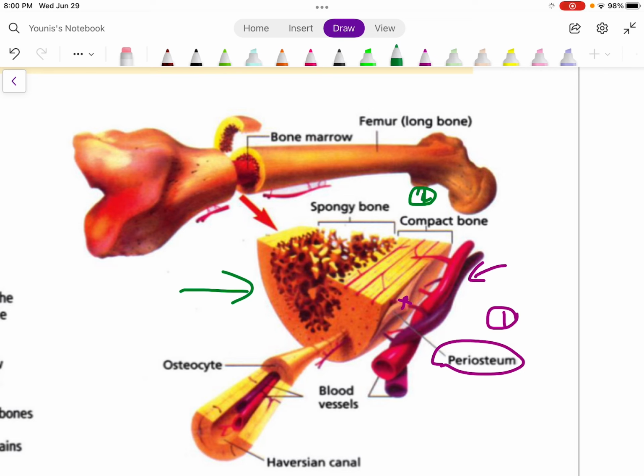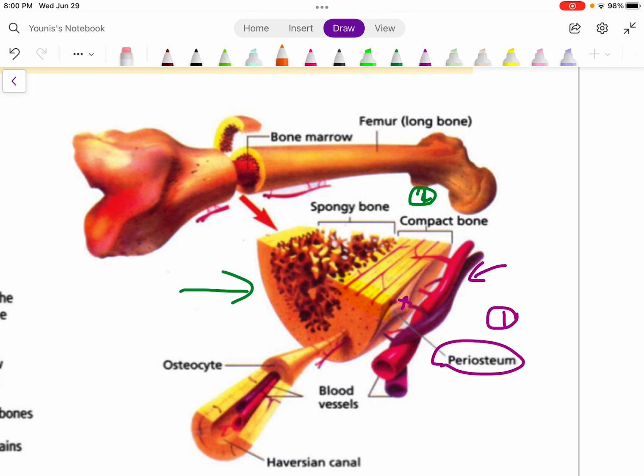Compact bone, I will just try to label the part. This is all the compact bone, like all this part. It is called compact because the structures, or let's say the elements that make up the compact bone, are tightly compacted, like there are little or no spaces, no gaps left. We will come to the details of each part, the structure and composition.